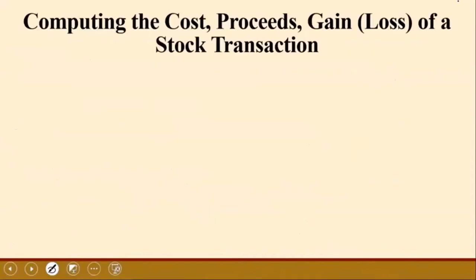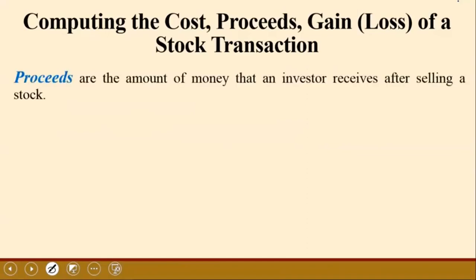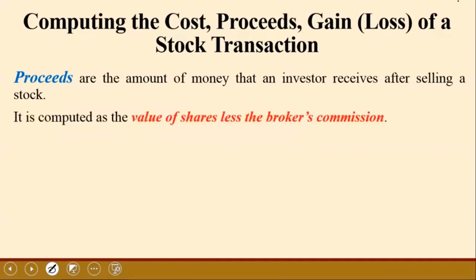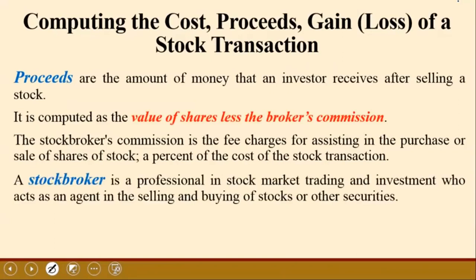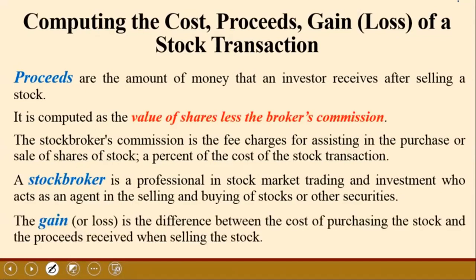Another one is computing the cost, proceeds, gain or loss of a stock transaction. What are proceeds? Proceeds are the amount of money that an investor receives after selling a stock. It is computed as the value of shares less the broker's commission. The stockbroker's commission is the fee charged for assisting in the purchase or sale of shares of stock, a percent of the cost of the stock transaction. A stockbroker is a professional in stock market trading and investment who acts as an agent in the selling and buying of stocks or other securities. The gain or loss is the difference between the cost of purchasing the stock and the proceeds received when selling the stock.